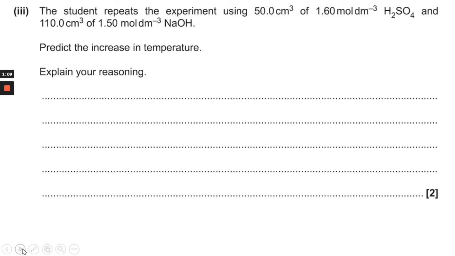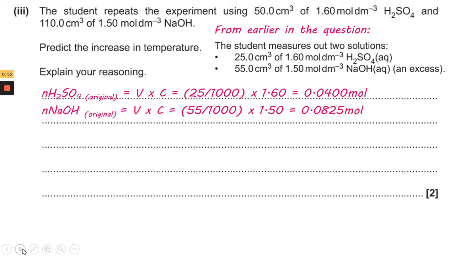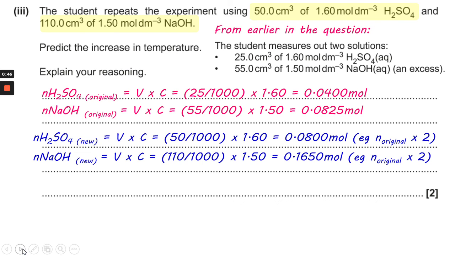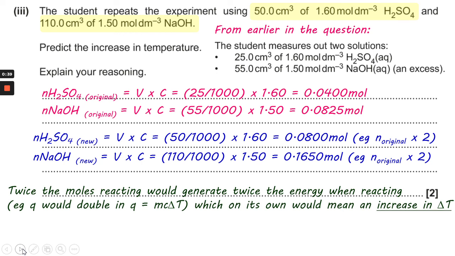Finally, it asks you to project the increase in temperature when two new quantities of H2SO4 and NaOH are mixed. The first thing to do is take the original quantities and compare the two in terms of the number of moles. Revisiting the moles we calculated before, and now pushing in the new values, you can see that the number of moles are actually doubled in each case. If you have twice the moles, that's going to generate twice the energy when reacting. On its own, that would mean an increase in ΔT, assuming the same volume.